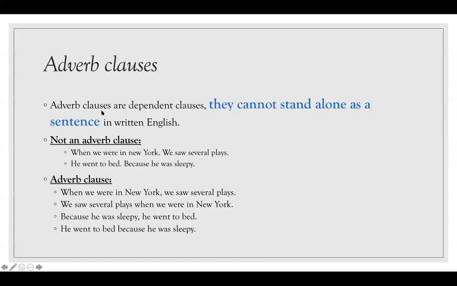So adverb clauses are dependent clauses. They cannot stand as a sentence in written English. So what is not an adverb clause? "When we were in New York, we saw several plays." That's not an adverb clause; those are whole sentences. "He went to bed because he was sleepy." These are not adverb clauses, even though we have the words because and when.